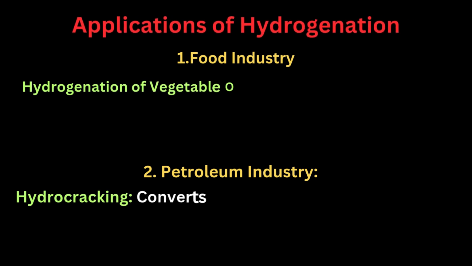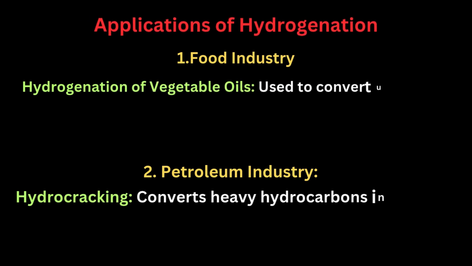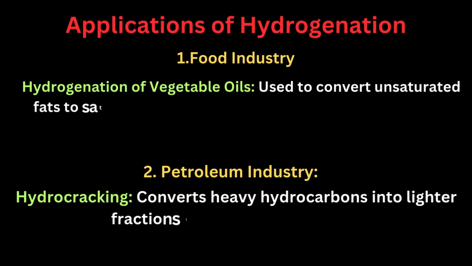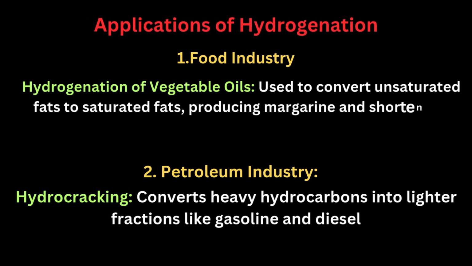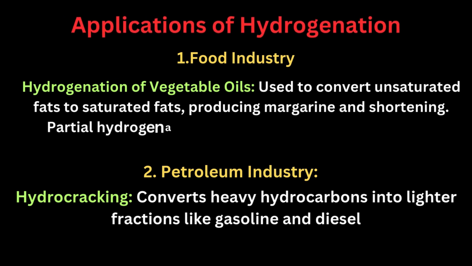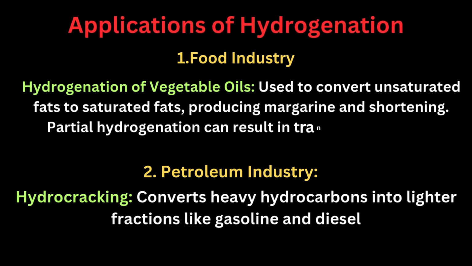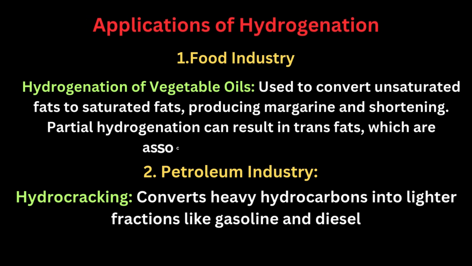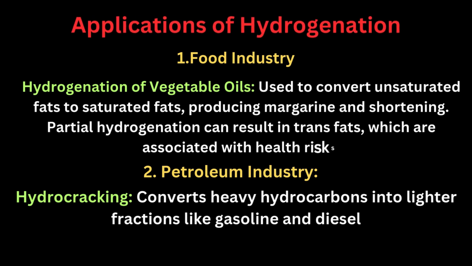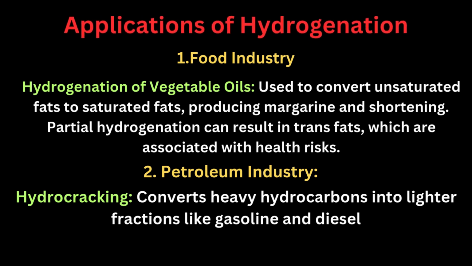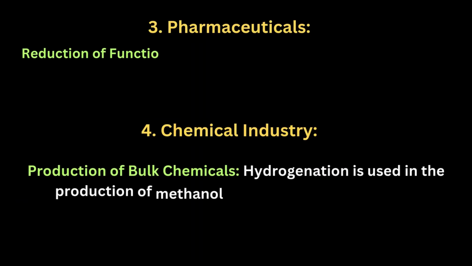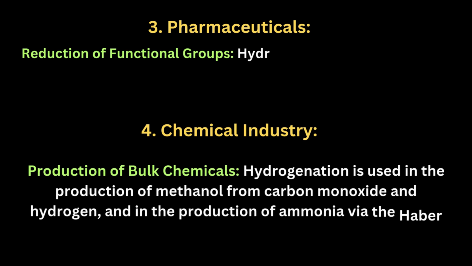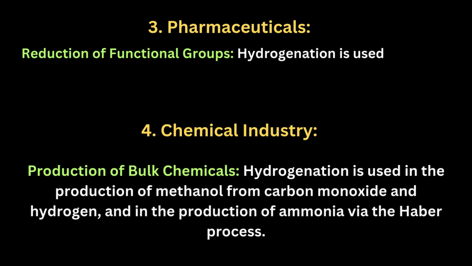Applications of hydrogenation. 1. Food industry. Hydrogenation of vegetable oils is used to convert unsaturated fats to saturated fats, producing margarine and shortening. Partial hydrogenation can result in trans fats, which are associated with health risks. 2. Petroleum industry. Hydrocracking converts heavy hydrocarbons into lighter fractions like gasoline and diesel. 3. Pharmaceuticals. Reduction of functional groups: hydrogenation is used to reduce ketones, aldehydes, and other functional groups to produce various pharmaceuticals.